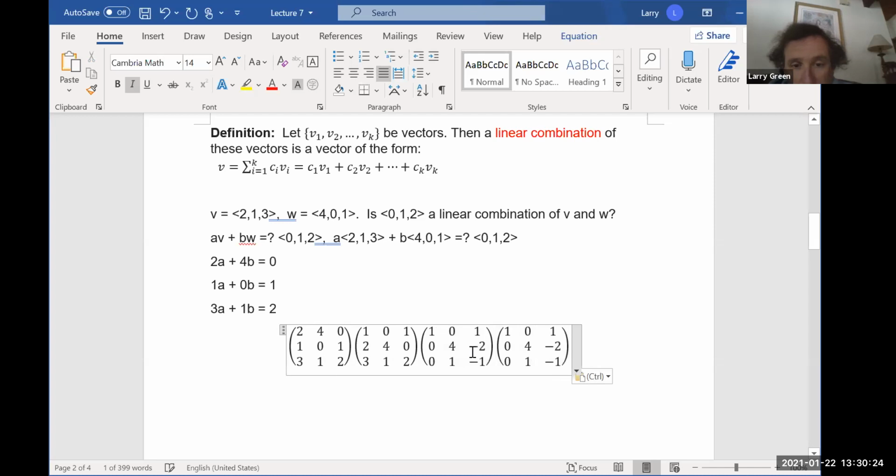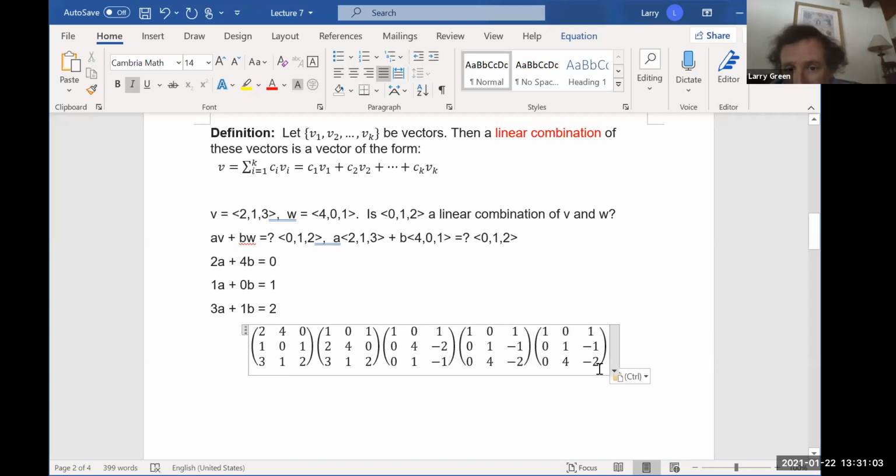All right. Then I can switch row 2 and row 3, so I can get a 1 up there. Then I can multiply row 2 by -4 and add. And when I do that, that 4 becomes a 0. That was the whole point. And this -2 becomes a +2.